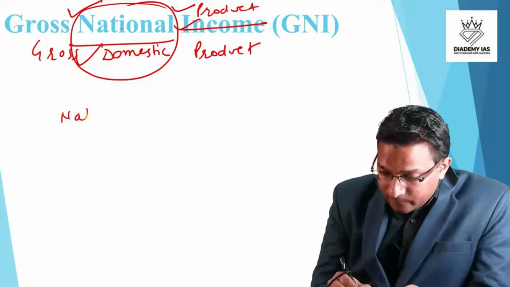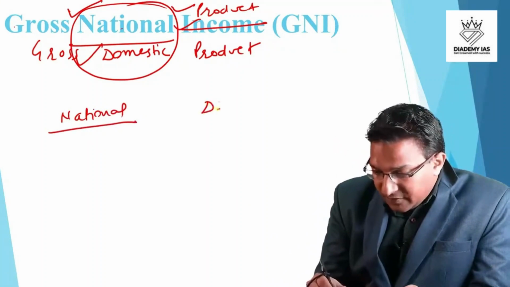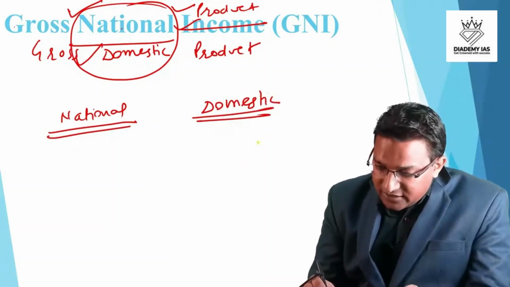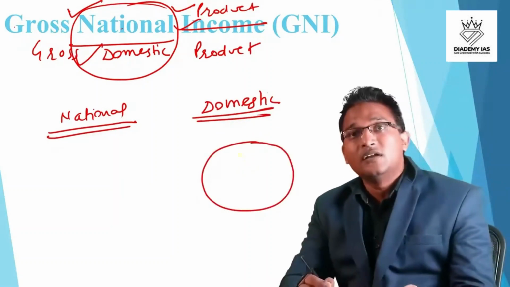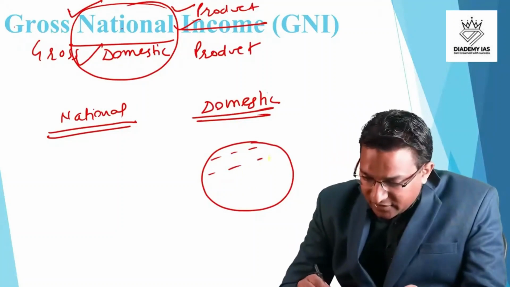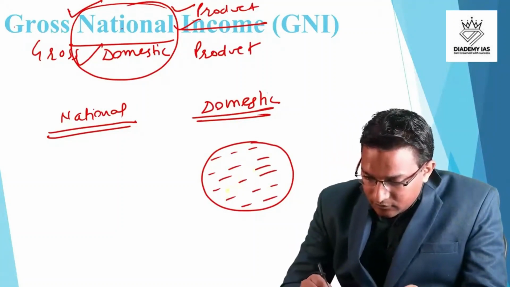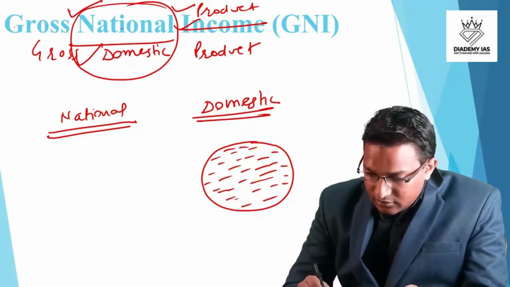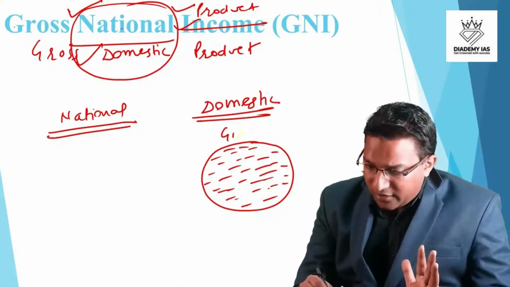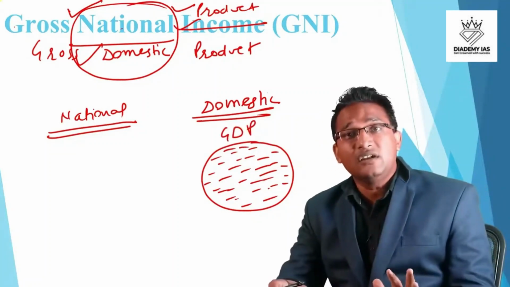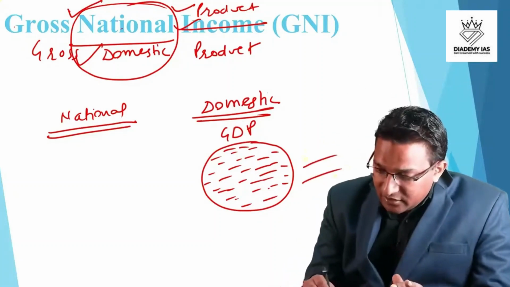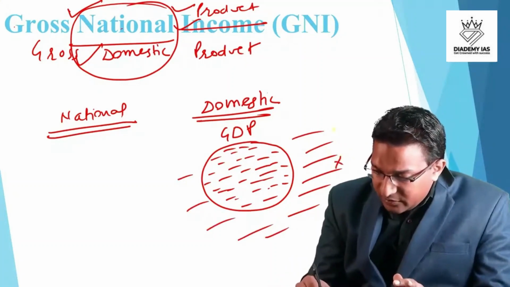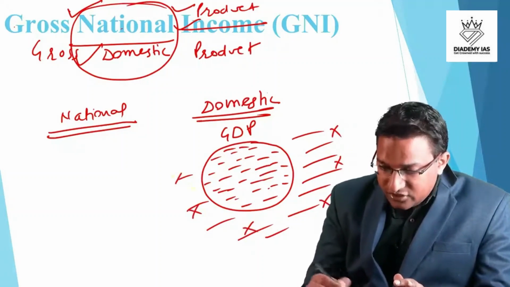Now what is the meaning of national and what is the meaning of domestic? So the domestic we have already seen, this is the economic territory, right? So the production that is happening in this economic territory, that is GDP. So all the production that is happening in this economic territory is the GDP. If this is happening outside the economic territory, then this is not the GDP. This is not the part of GDP, right?